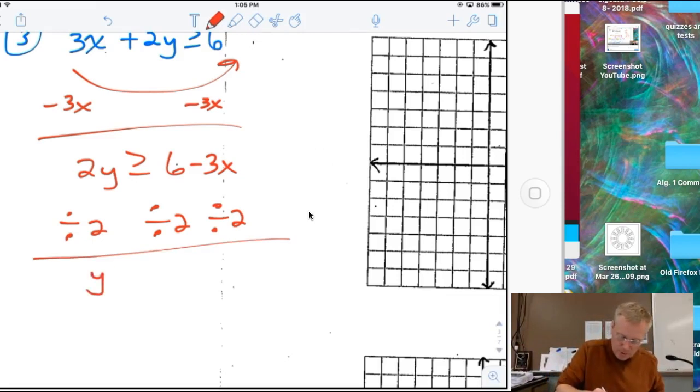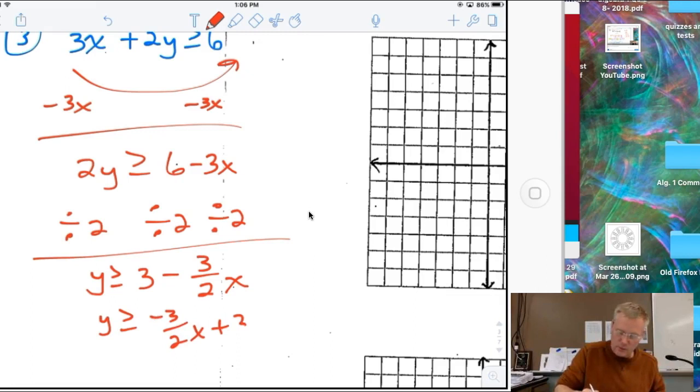All right, so I got y is greater than or equal to 6 divided by 2 is 3. 3 divided by 2 is 3 over 2. Okay, now if you want to be a stickler and say you have to have the slope and the x first, you can rearrange it into this. Just remember that negative sign sticks to the 3/2, not to the 3. So it's not -3, it's +3 and -3/2, that's all.